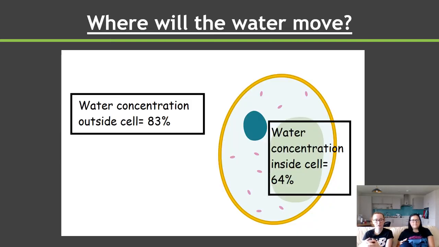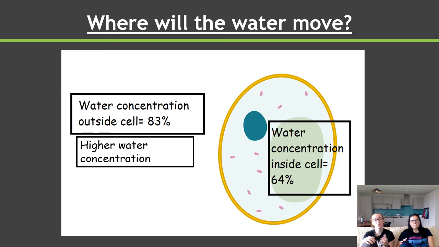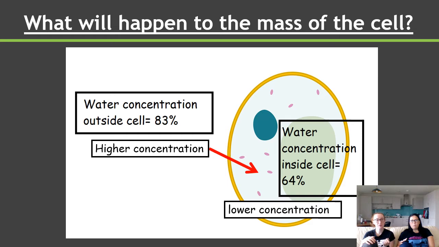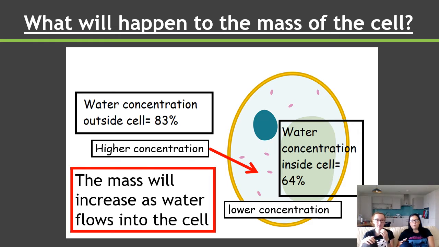Okay, so this is just a wee example again, just to remind your brain. The water concentration outside the cell is 83%, and the water concentration inside the cell is 64%. Based on our rules of osmosis, water is going to move from the higher water concentration, which is outside, to the lower water concentration, which is inside. And if something is gaining water, it's also going to be becoming heavier, because it's getting something else inside it. So it will be gaining mass.